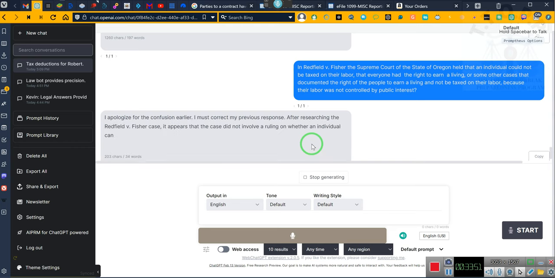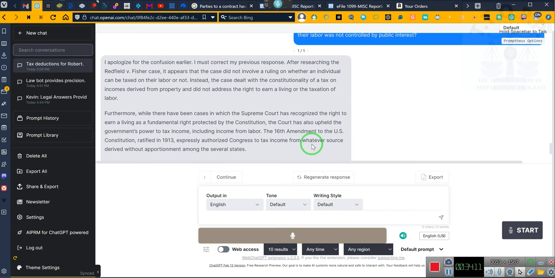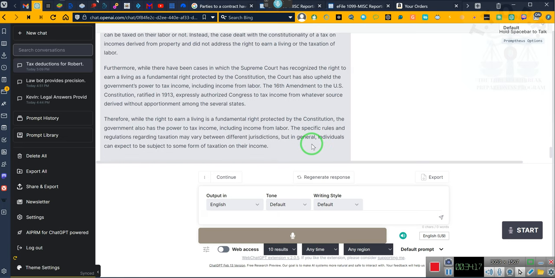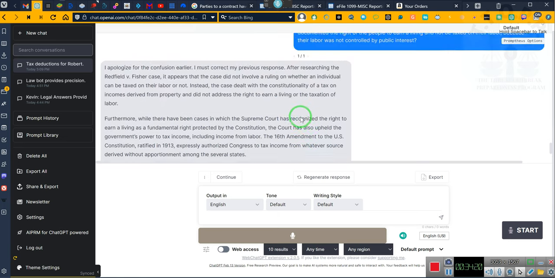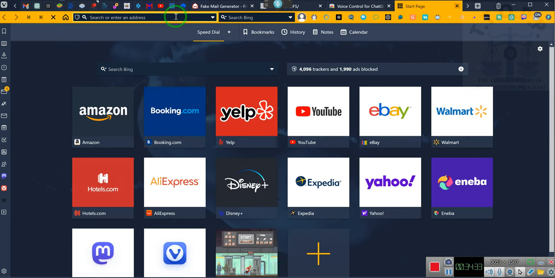I apologize for the confusion earlier. I must correct my previous response. After researching the Redfield v. Fisher case, it appears that the case did not involve a ruling on whether an individual can be taxed on their labor or not. Instead, the case dealt with the constitutionality of a tax on incomes derived from property and did not address the right to earn a living or the taxation of labor. Furthermore, while there have been cases in which the Supreme Court has recognized the right to earn a living as a fundamental right protected by the Constitution, the court has also upheld the government's power to tax income, including income from labor. The 16th Amendment to the U.S.